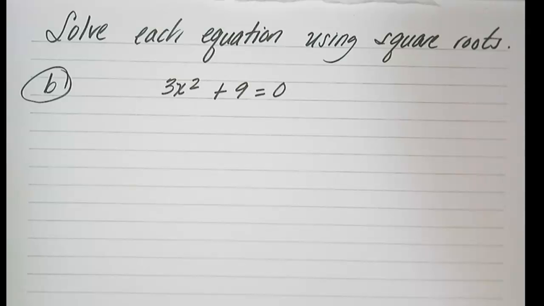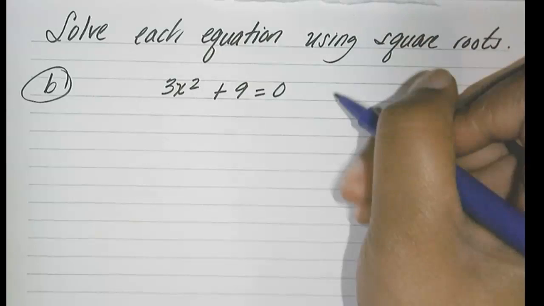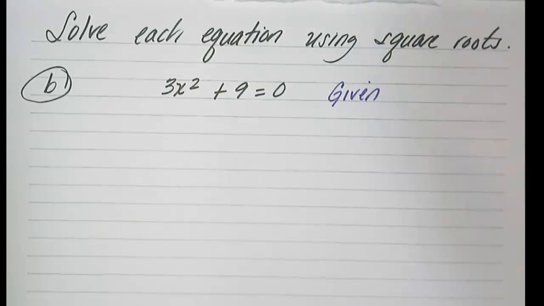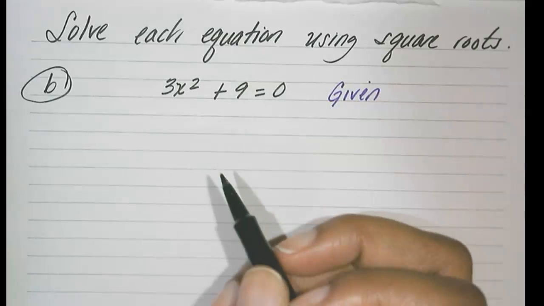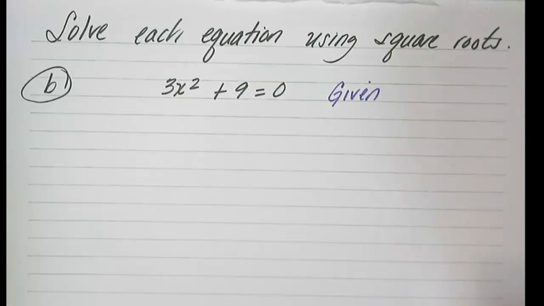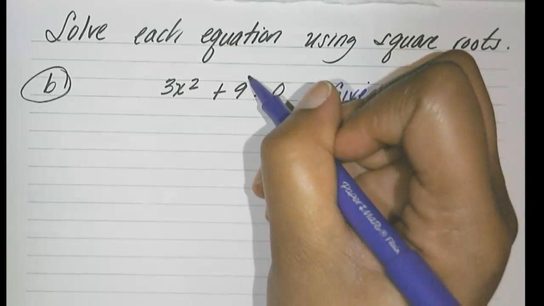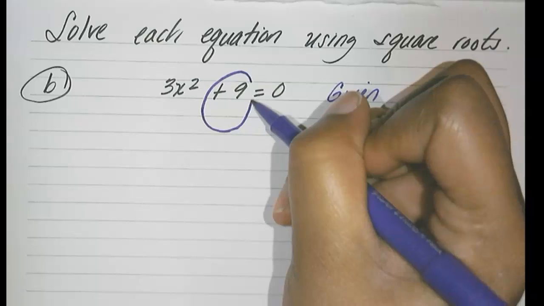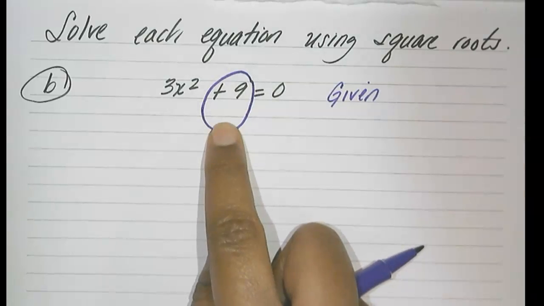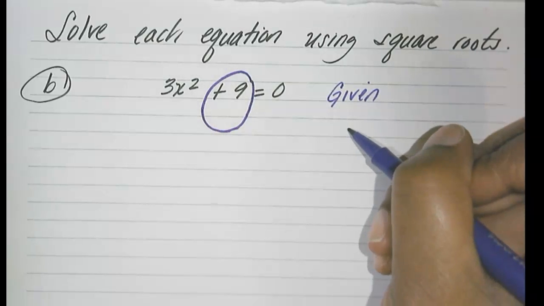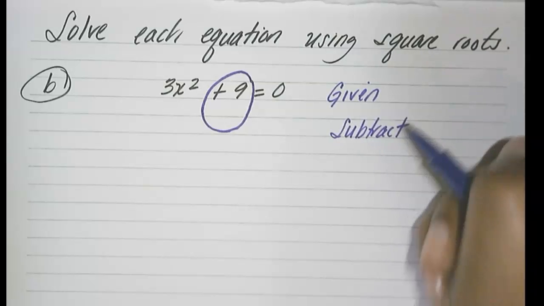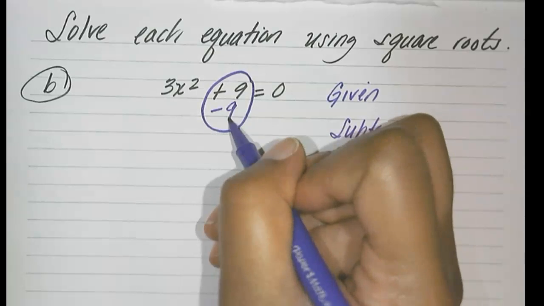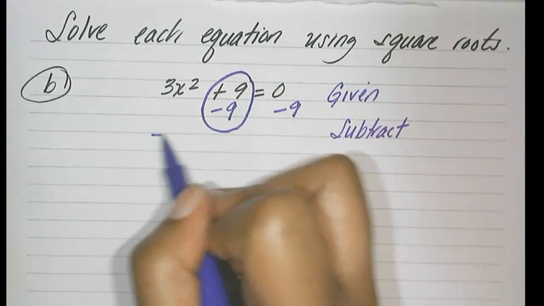Solve each equation using square roots. Here is B. We were given 3x squared plus 9 equals 0. And what we're going to do, we're still solving for x. Just like I said before, we need to get x by itself. So we need to do an inverse operation right now. You have a plus 9, so we're going to do the inverse and subtract. We're going to subtract 9 on both sides of the equation.